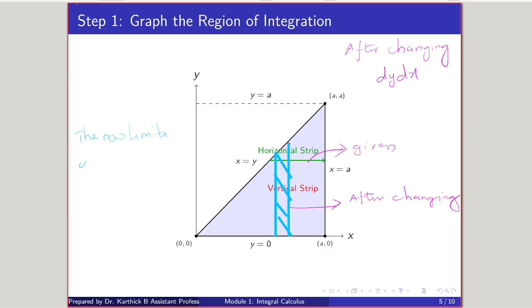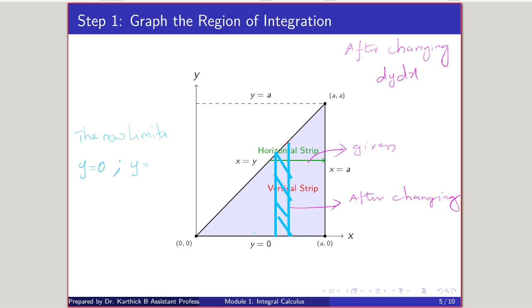So how do you choose the limit of y? If it is a vertical strip, we have to go from down to up. So first we have to choose the lower part of the strip. The lower part of the strip is attached to the equation y equal to 0. So the lower limit of y will be 0.